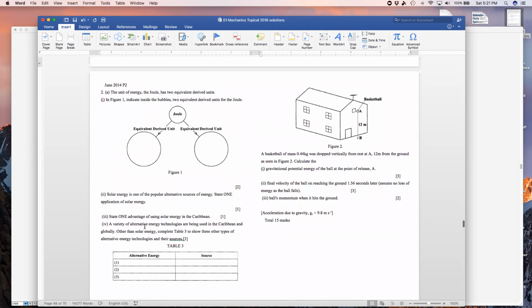The last question I'll do is this part here. Did you do this question yet? No? Okay, so let's look at a basketball of mass 0.44 kilogram is dropped vertically from rest. So the ball is being dropped vertically from rest, meaning if it's at rest, it means the initial velocity is 0. Let's clip this so I can move it into where I could illustrate.